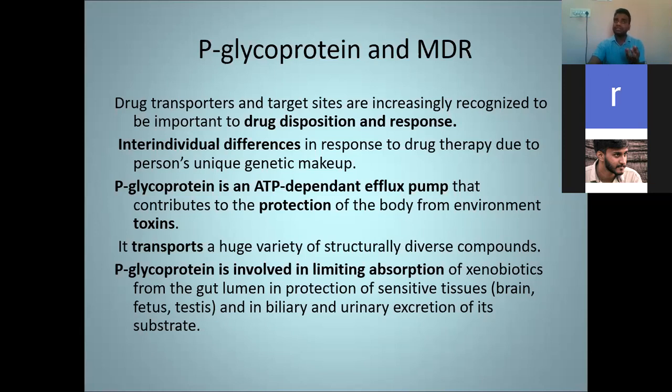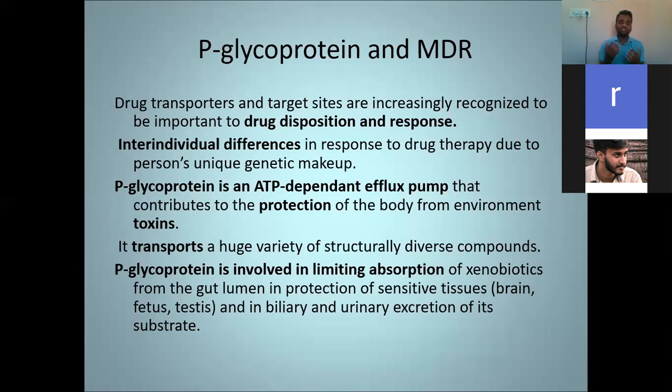P-glycoprotein is very much essential and required for our body, because it helps in efflux of toxins, which are not required in the body. So we don't need those toxins in the body. These toxins get excreted, or pumped out of the cell, through this P-glycoprotein. Now we'll see the implication of this for drugs.